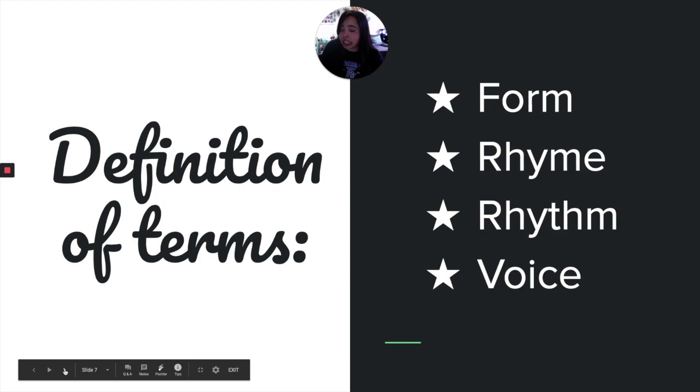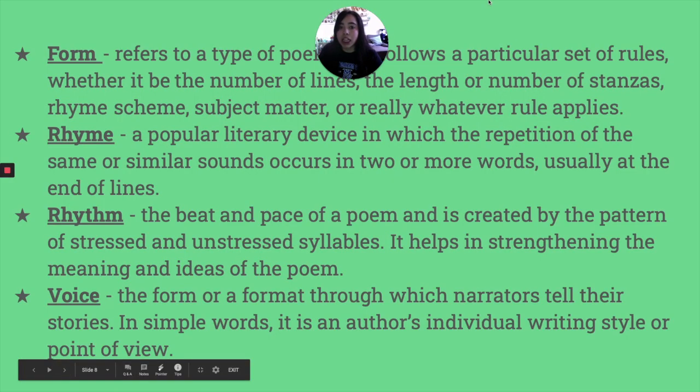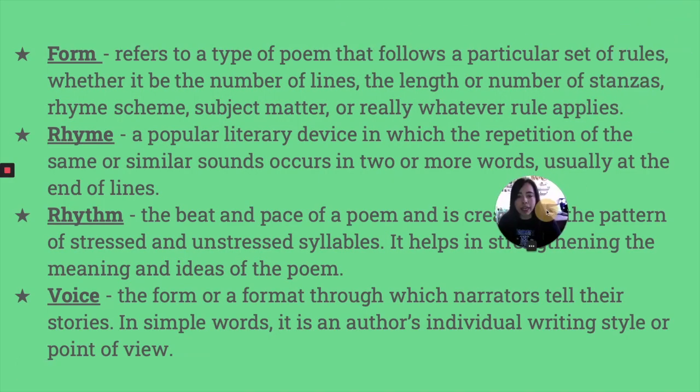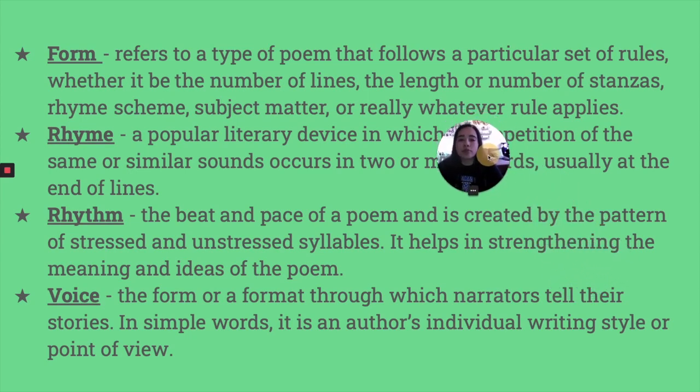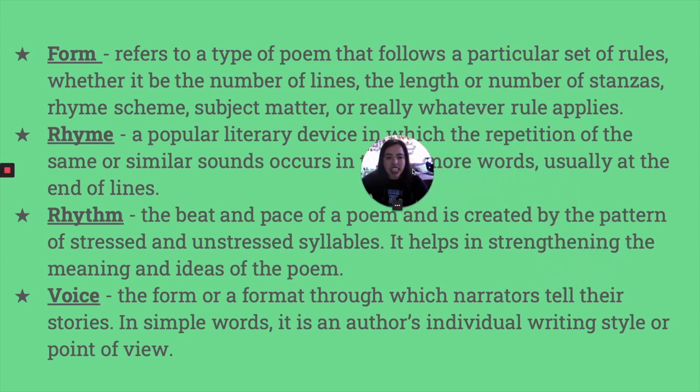I'll explain them briefly in summary, but I'm not going to give you the same words that are on this page, okay? So form usually is the kind of poem that we're talking about, a haiku, a sonnet, okay? It has to follow a certain set of rules to be that kind of poem.